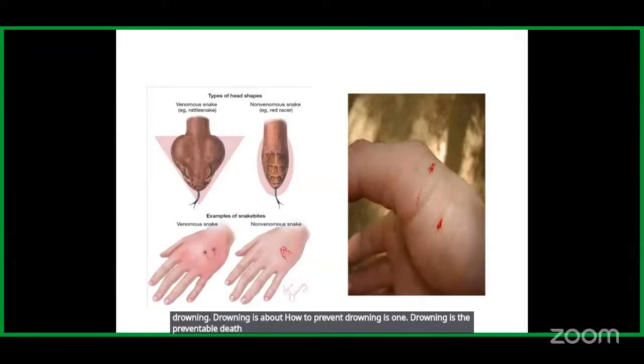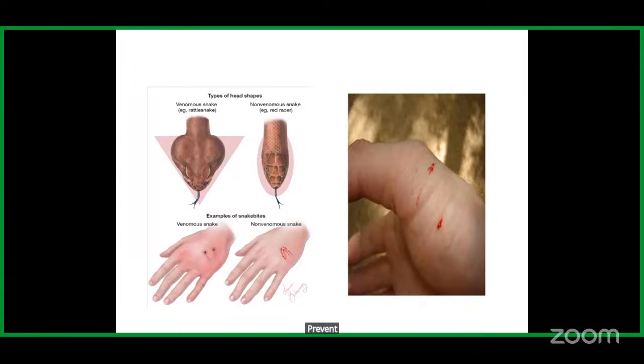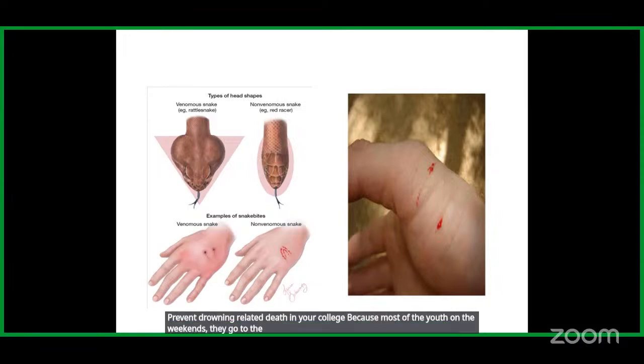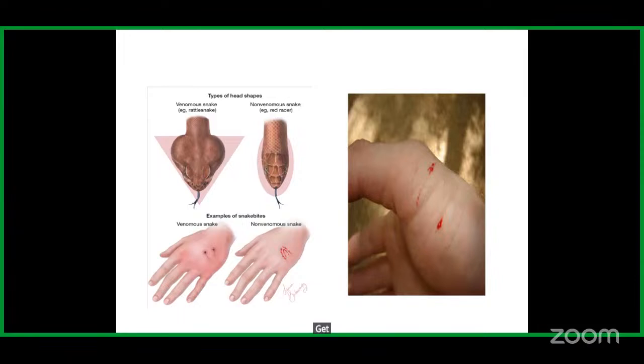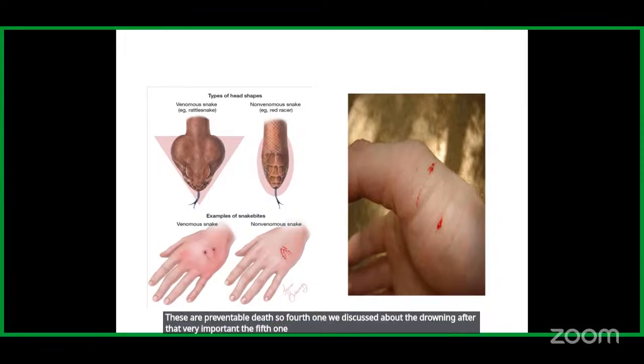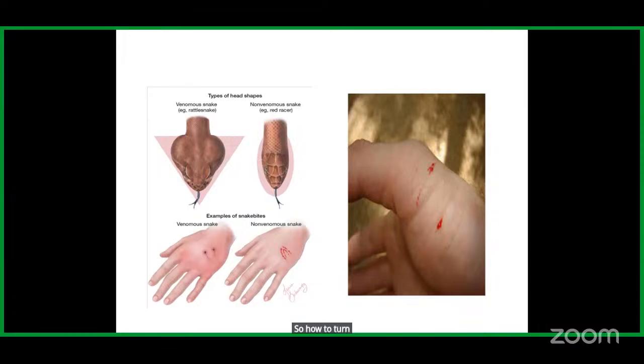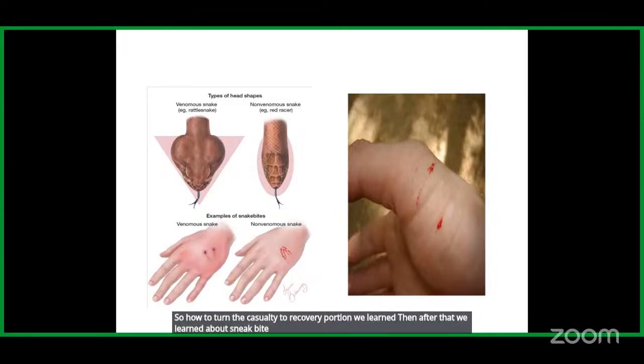Seriously, college authorities and the teaching faculty should take measures to prevent drowning-related deaths in your college, because most of the youth on the weekends go to nearby places for swimming and they get drowned. These are preventable deaths. So the fourth one we discussed was drowning. After that, the very important fifth one we discussed is CPR, cardiopulmonary resuscitation, and basic life support, known as BLS. We learned how to turn the casualty to the recovery position. Then we learned about snake bite, which can happen during disasters or during normalcy also. All right, so I'll stop here.